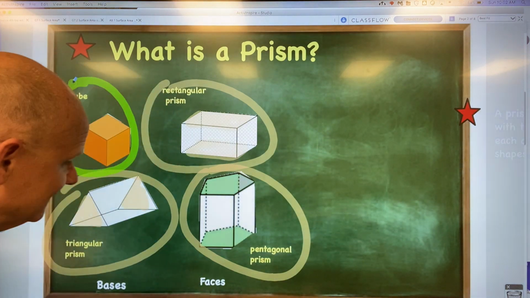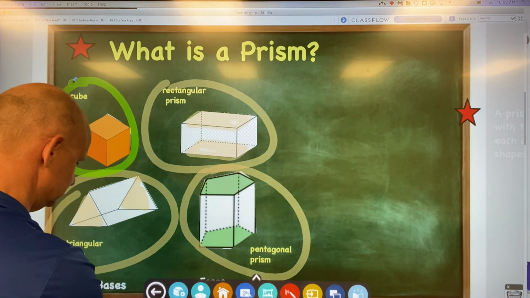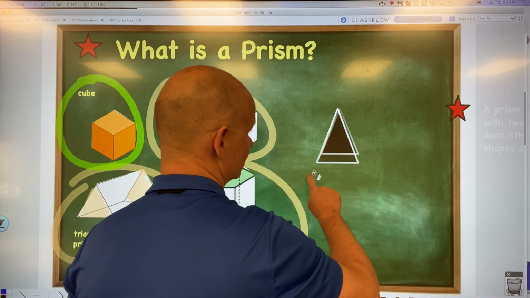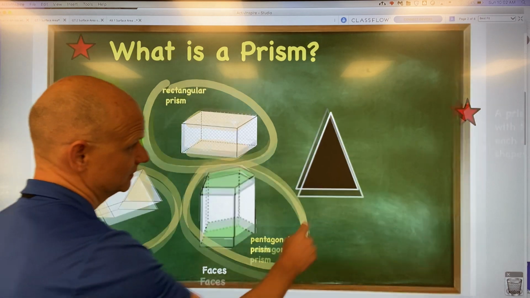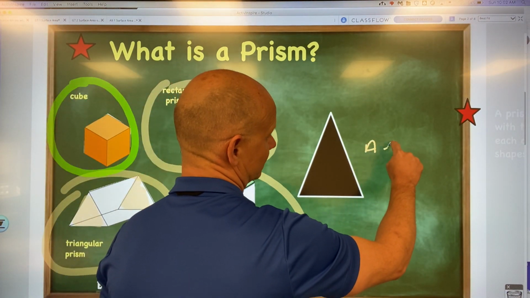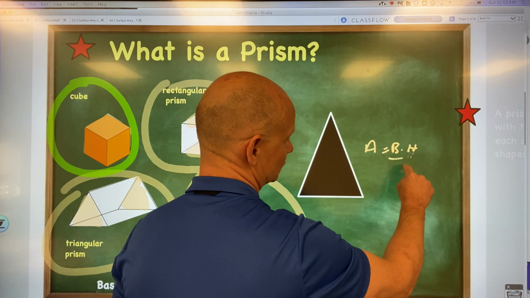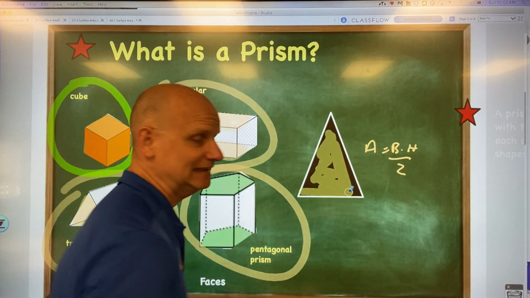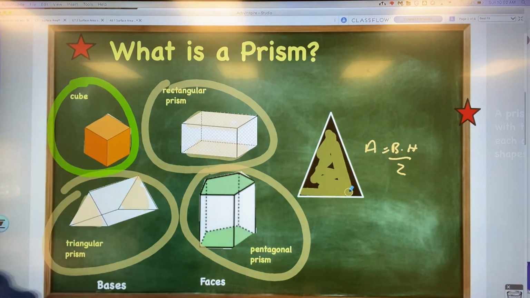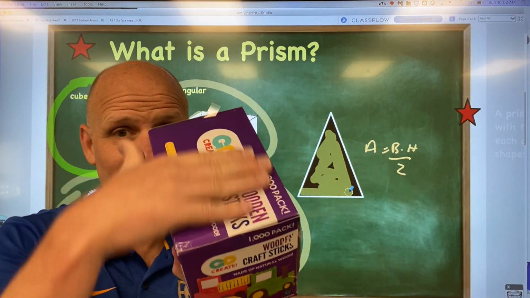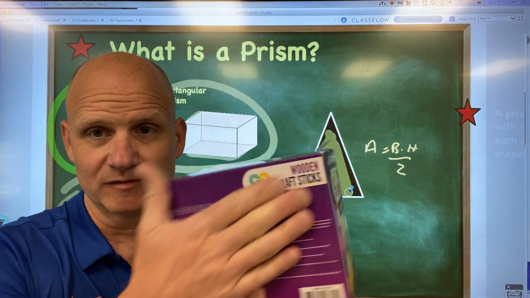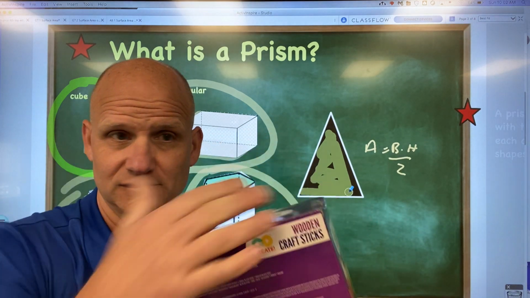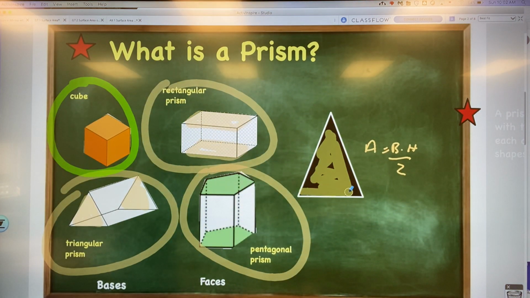Now remember, when you find the area of a shape, if I'm going to find the area of this triangle, there's a formula: base times height divided by 2, and that gives you all the space in that triangle. Well, we're going to talk about how to find the total area of a three-dimensional shape. Surface area.